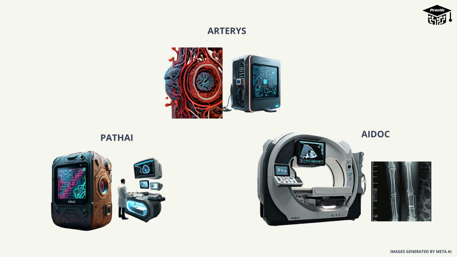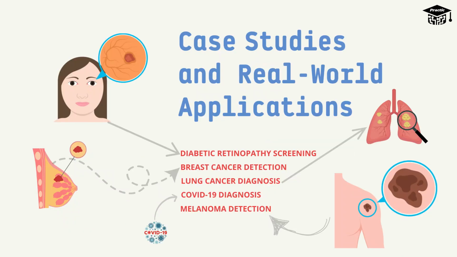Aidoc. Function: AI-powered radiology tool that detects critical findings in medical images, such as brain hemorrhages, pulmonary embolisms, and spine fractures. Impact: speeds up the diagnosis of life-threatening conditions, allowing for quicker intervention. Case studies and real-world applications.